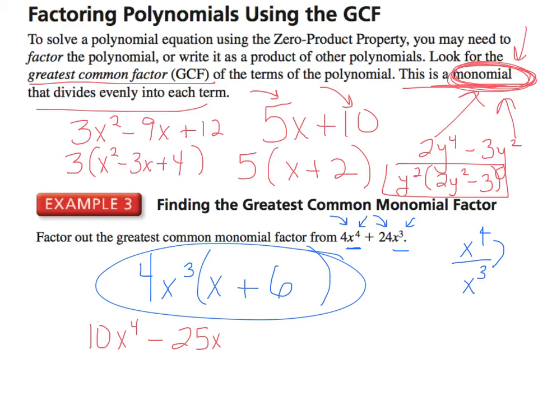First look at this and ask yourself, what can I take out of 10 and 25? I can take out a 5. Do they both have an x in them? Yes. The smallest x is just x to the first power, so now we divide it out. 10x to the 4th divided by 5x gives me 2x to the 3rd. Negative 25x divided by 5x gives me minus 5.